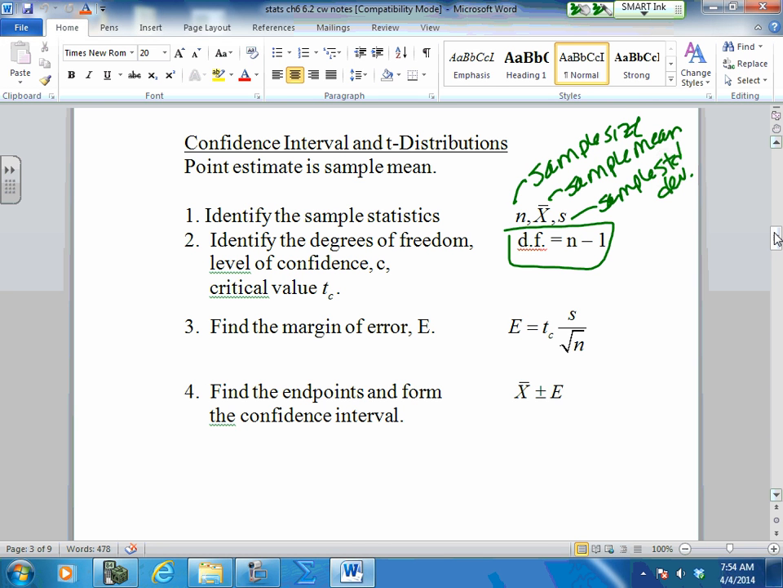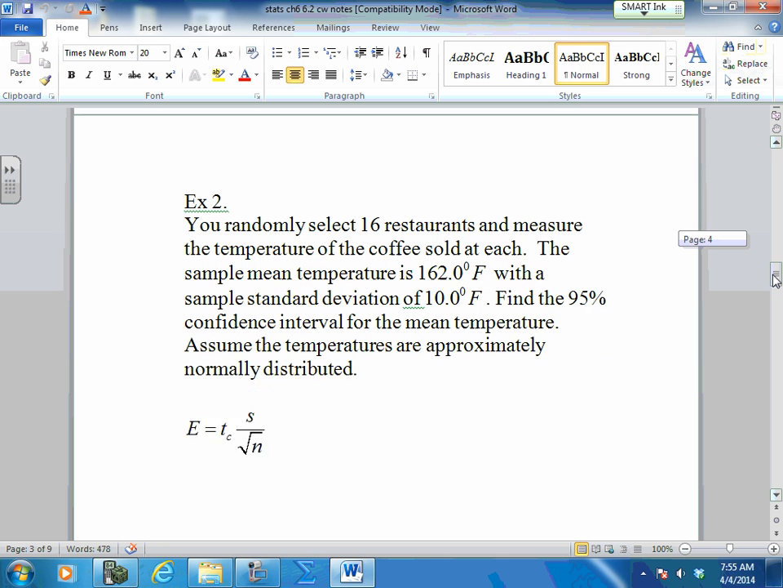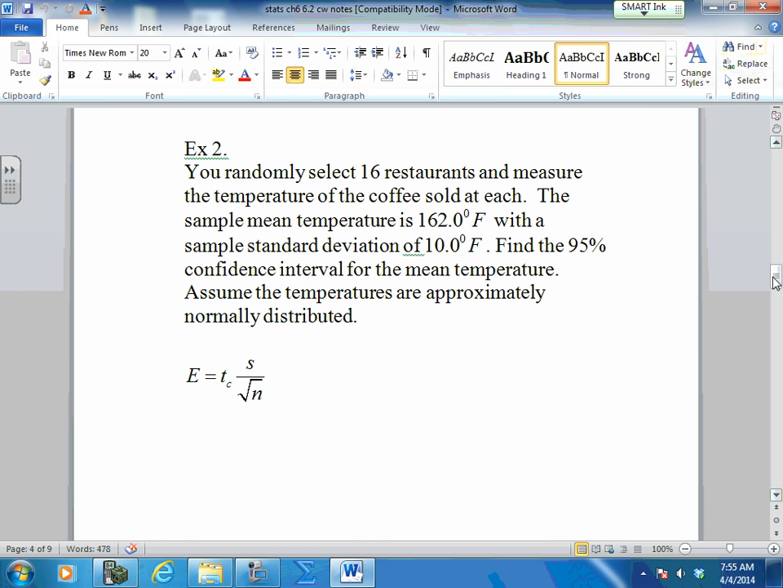Usually for this one, we don't know our population standard deviation, so we have to use our sample. Basically the same setup, your margin of error the same way, only there's your TC, and there's your sample standard deviation, which you can either find or they'll sometimes give it to you. And we do the endpoints the same way. Remember, when we ask for an interval, I want from and to. I want the whole thing set up. Okay, so let's do example 2.